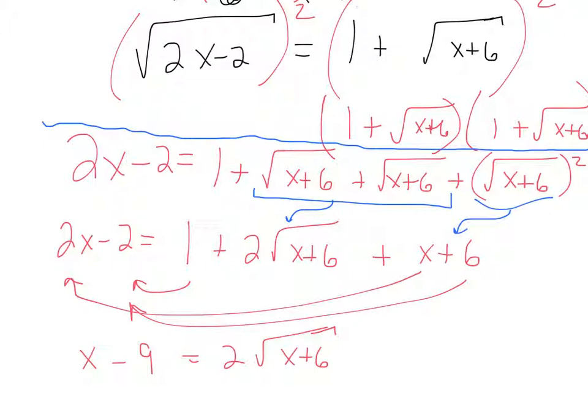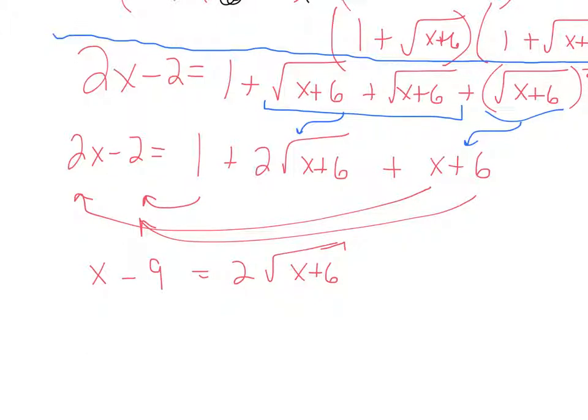Now, again, would it be useful to divide by 2? Maybe. But then we'd have to square this side, which will put a 4 down here. So just leave it over here for now and square. And when you square this, this becomes a 4, and this is just x plus 6. Okay, so I wouldn't divide by that 2 in this case.